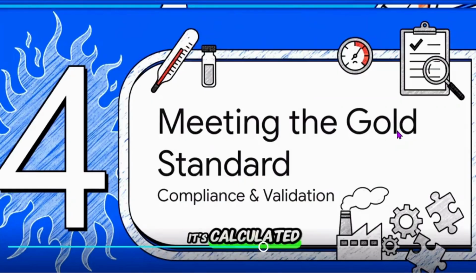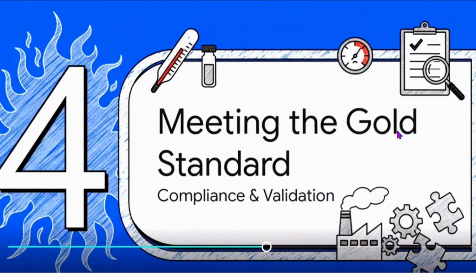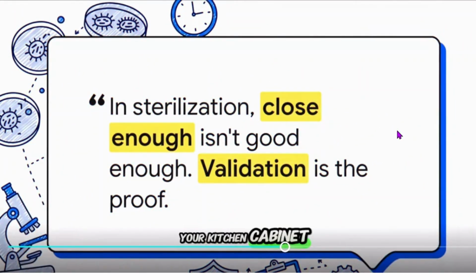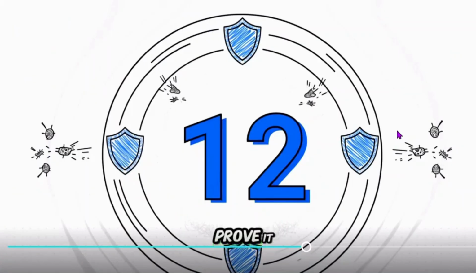And that brings us to a super crucial point, meeting the standard. You can't just say you hit your F0 value. You have to prove it, you have to document it, and you have to validate it, all according to some very strict regulatory guidelines. I think this quote just sums it up perfectly. There is absolutely no room for error. When it comes to something like sterility, almost is exactly the same as not at all. The entire system relies on rigorous, documented validation that proves the process works and works the same way every single time.